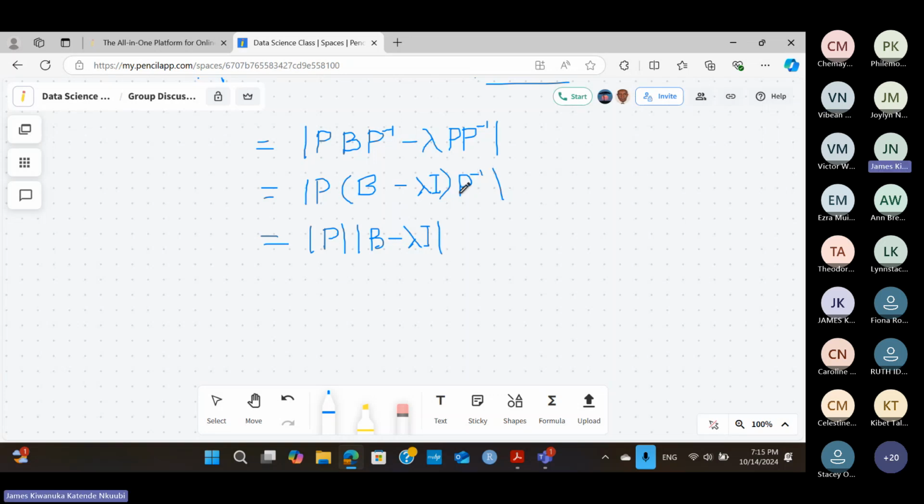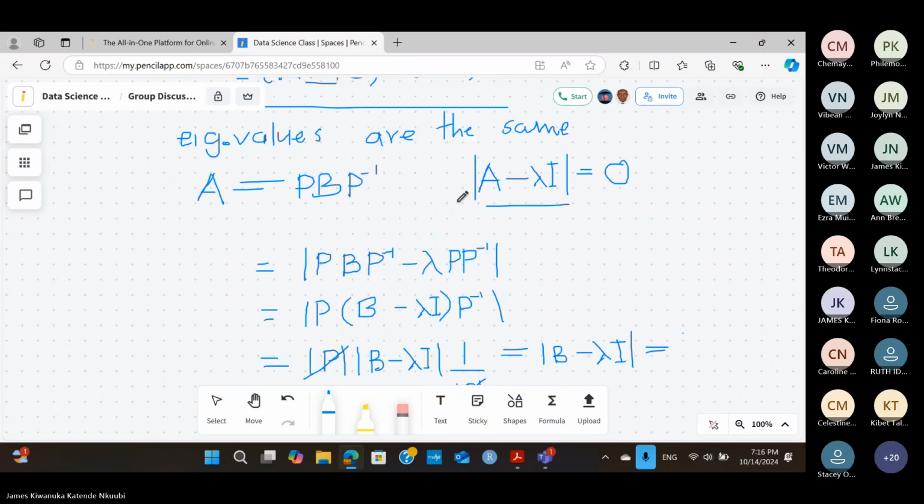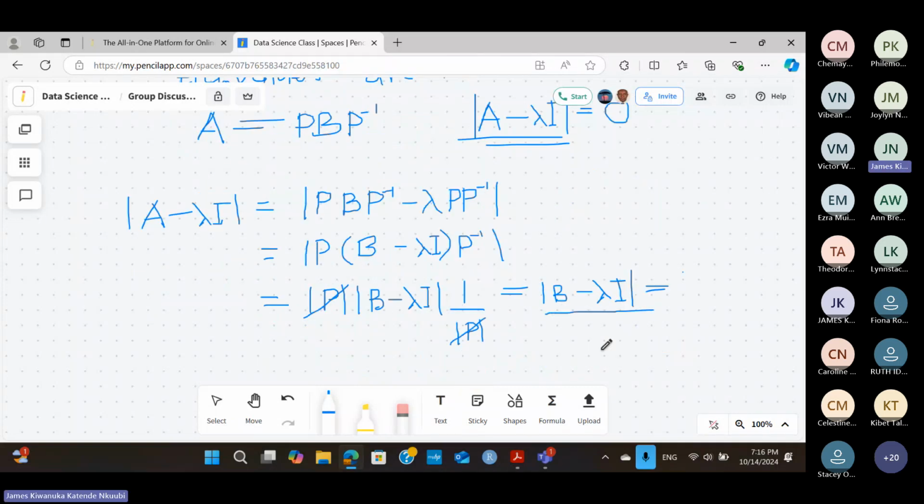But now multiply by the determinant of P inverse, which is the same as 1 over the determinant of P. So again, these two determinants will cancel out, and you are left with only the determinant of B minus lambda I. So this is the same characteristic polynomial. It's equal to A minus lambda I, because that's where we started. A minus lambda I is equal to this thing, and we have shown that this determinant is equal to the determinant of B minus lambda I.